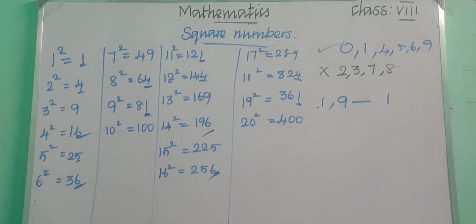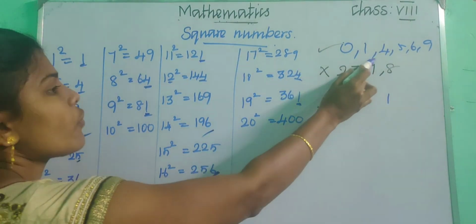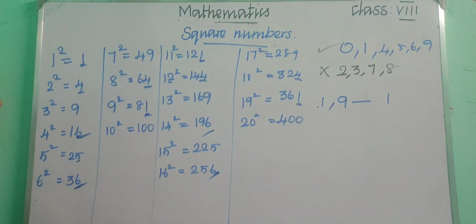And if the square number is 5, 5 squared is 25, so it ends with 5. And if it is 10 squared, it ends with 0. Okay, children, can you all understand? So if it is a square number, how can we find it? That number ends with 0, 1, 4, 5, 6 and 9. Okay, children, 0, 1, 4, 5, 6 and 9.